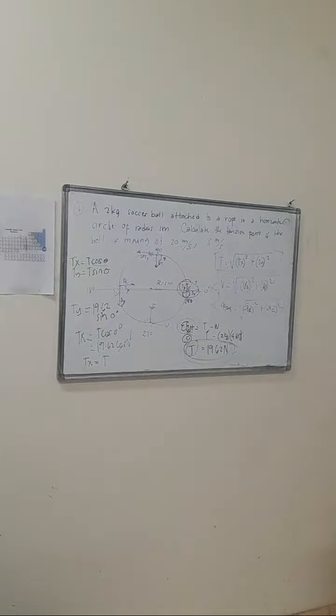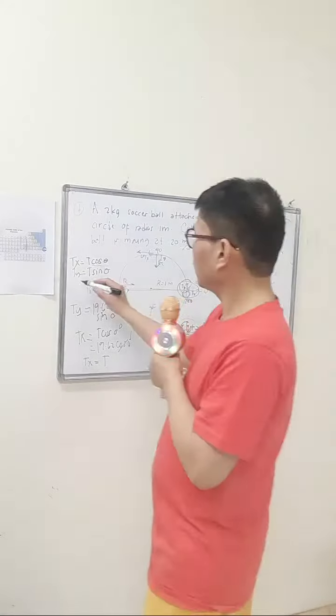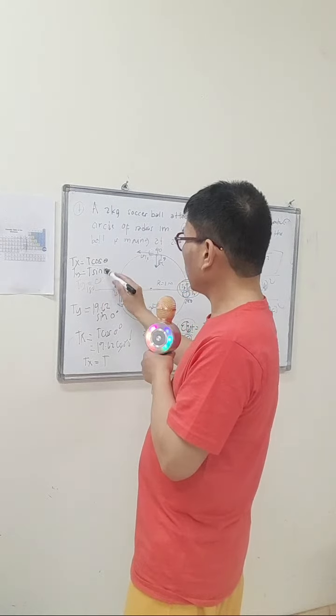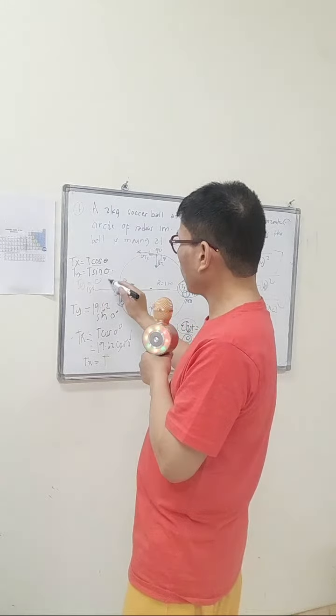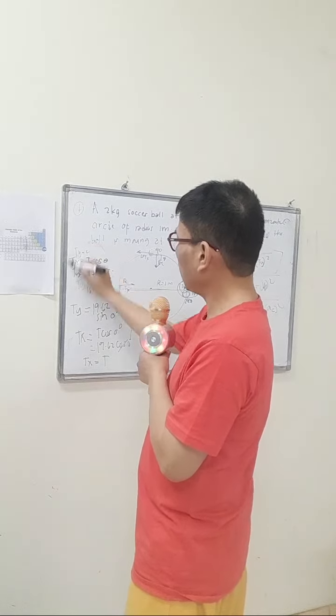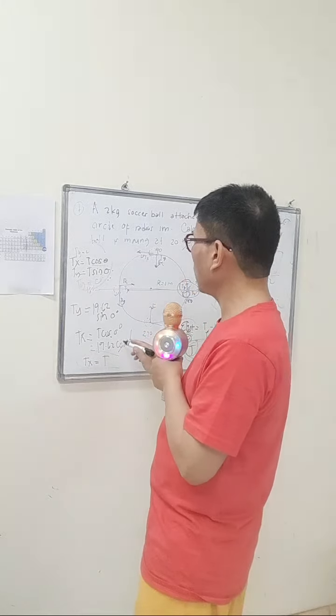Mahimo siyang 0 ang T sin theta. Okay? Ganon. So, Ty will be 0 here. Ty will be 0. Sin theta, sin 0 is 0 man. So, 0 times a value, meaning Ty will be equal to 0 in this case. And Tx will be just equal to T because cosine 0 is 1.